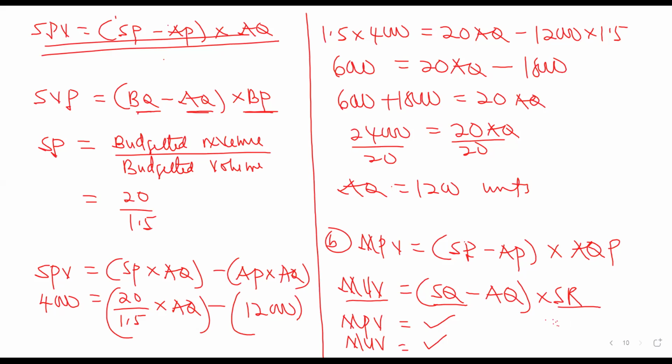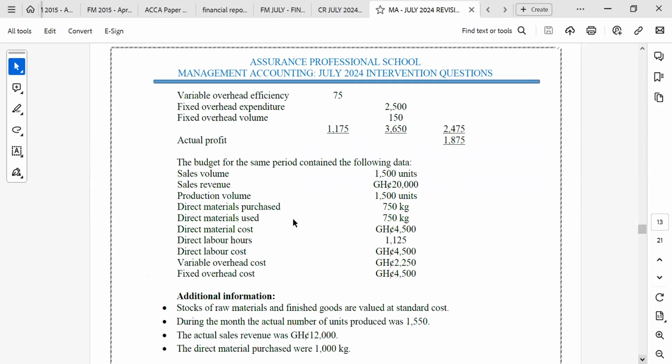Let's come to the additional information. Our production volume is 1,500. The direct material purchased based on budget is 750 kilograms. Direct material used is 750 kilograms. Direct material cost is 4,500. So from this place, let's come here.